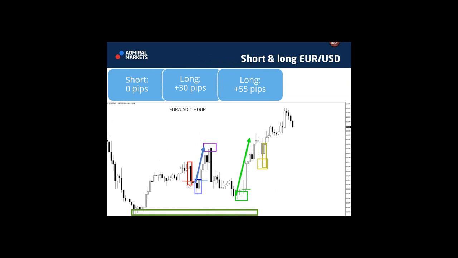Now, what did I do? Interestingly enough, I actually took a short. The reason was that this was still a downtrend, right? Let's face it, this could have been just a correction. Price action made another leg here and showed some weakness. Look at this doji here. Look at these smaller candles, and then look at this big bearish candle right here. So we're still in a downtrend.